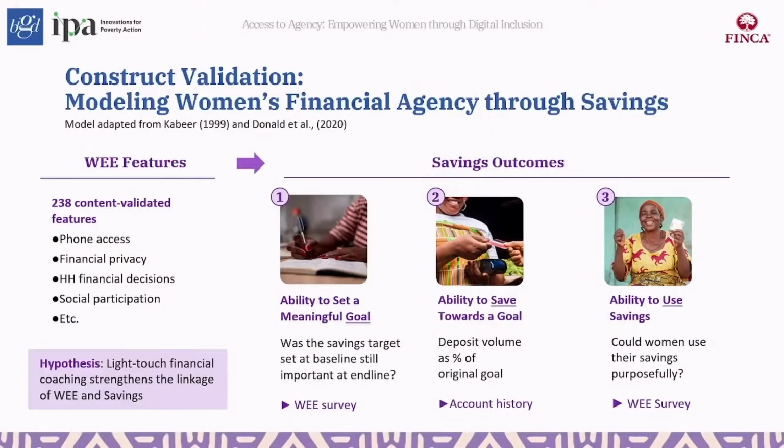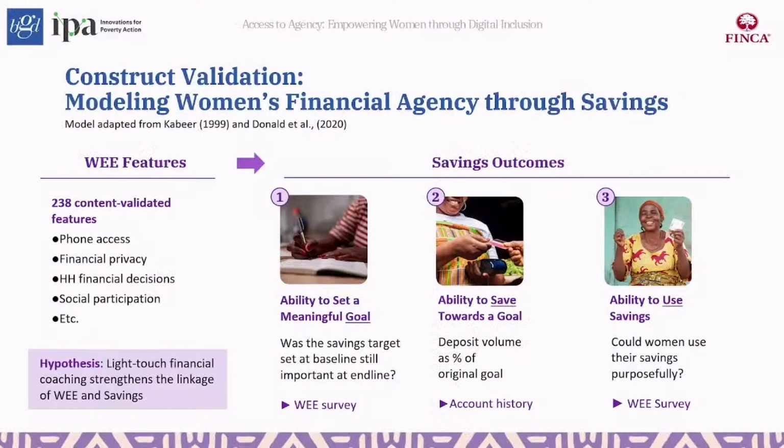And here's a quick double click on what we mean by validating the indicators. So we were trying to identify which of our 238 features were actually statistically correlated with observable savings outcomes. Okay, so what are those savings outcomes that we're comparing them against? So we adopted a model of savings that we think reflects financial agency. We borrowed it from other researchers that broke it down into 3 distinct outcomes.